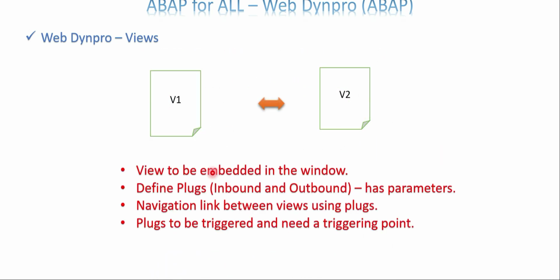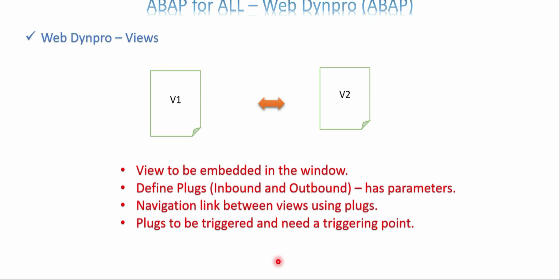So to communicate between the views, we need a few steps. First one is we need to embed the view into a window. It's very basic. And we are going to learn a new terminology called plugs. So there is a classification, outbound and inbound plug. Okay, it has parameters also. So how we are communicating is we need a plug between the views, and we need to create a navigation link between the plugs. So the navigation link is always outbound to inbound. And while navigating, if you want to pass any values, you can make use of those parameter options. Okay. So here the navigation is always happening from outbound to inbound only.